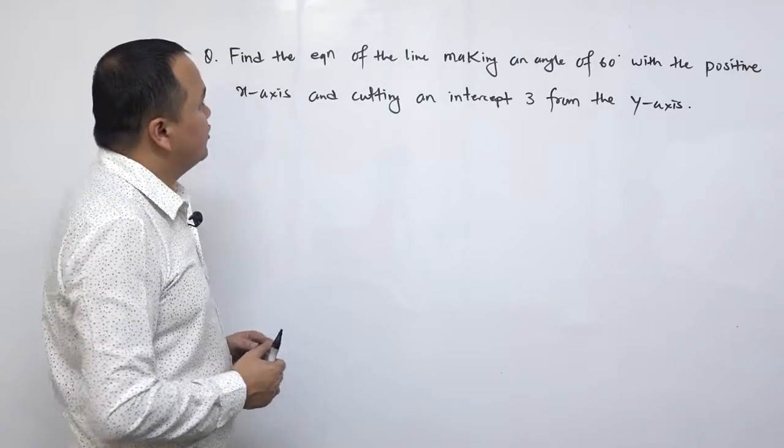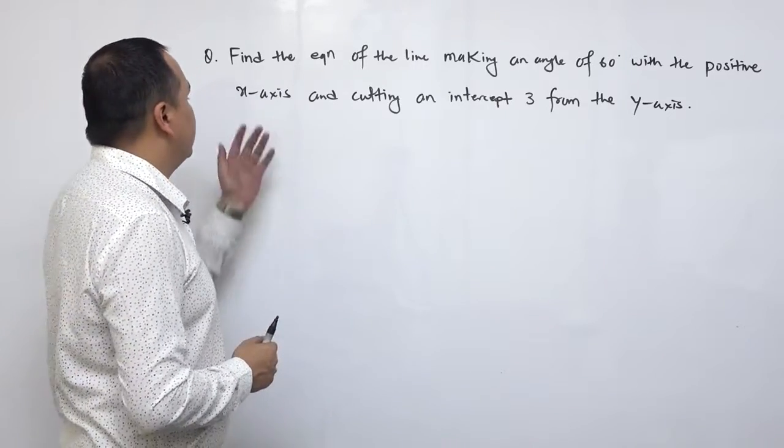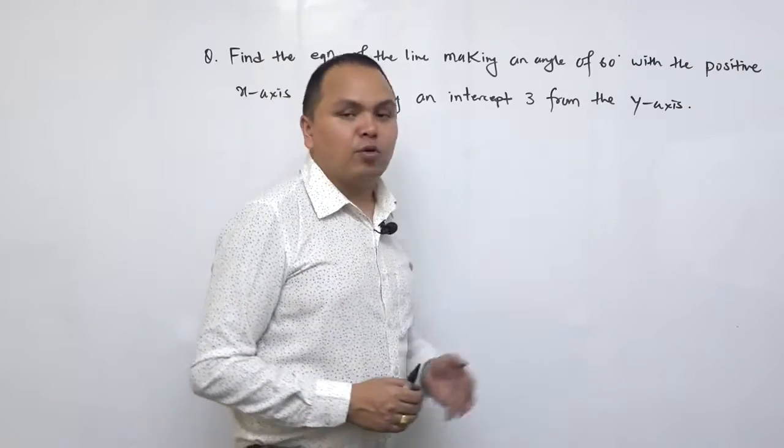We take one example. Find the equation of the line making an angle of 60 degree with the positive x-axis and cutting an intercept 3 from the y-axis.